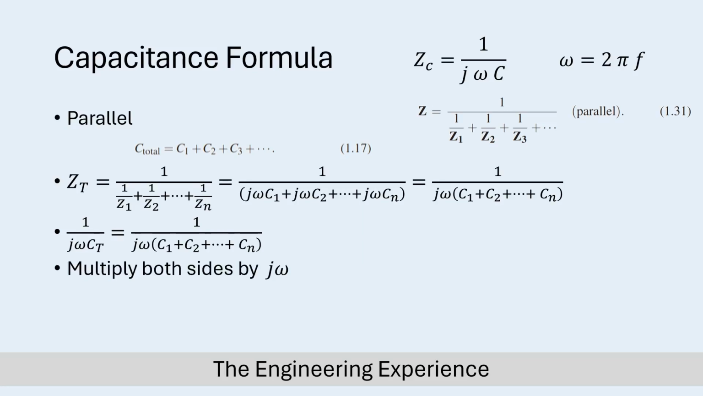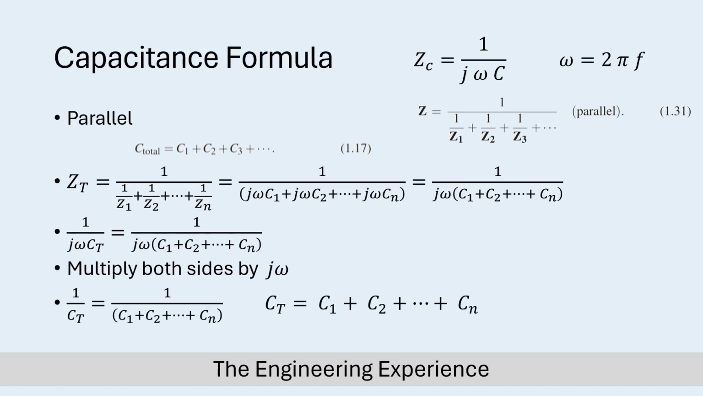Similar to before, if we multiply both sides by j omega, we get rid of the j omega on both sides, and we end up with 1 over Ct is equal to 1 over C1 plus C2 all the way up to Cn. And bringing the Ct by itself, we get the total capacitance is equal to C1 plus C2 all the way up to Cn. You can see this formula matches the formula that was given to us earlier in the book at equation 1.17. So this is the full solution for this question.